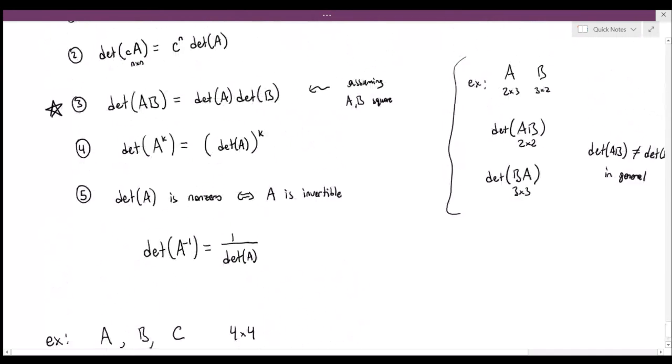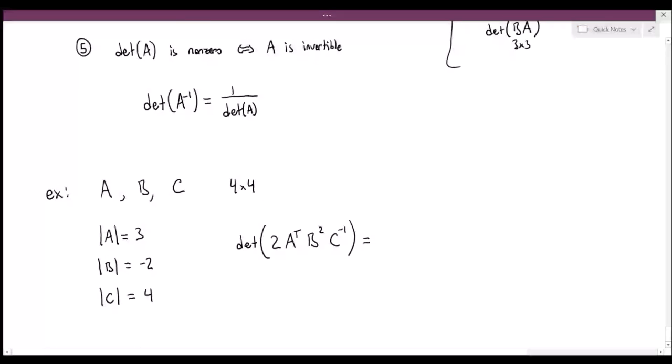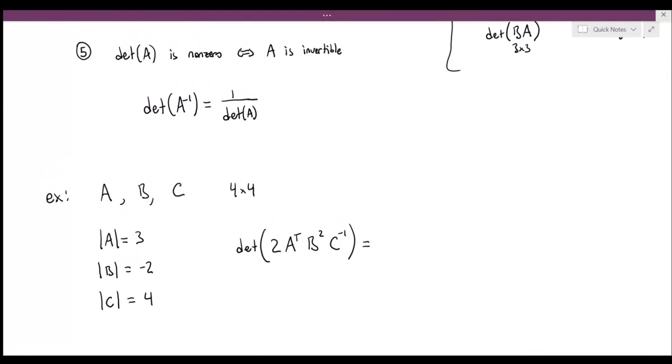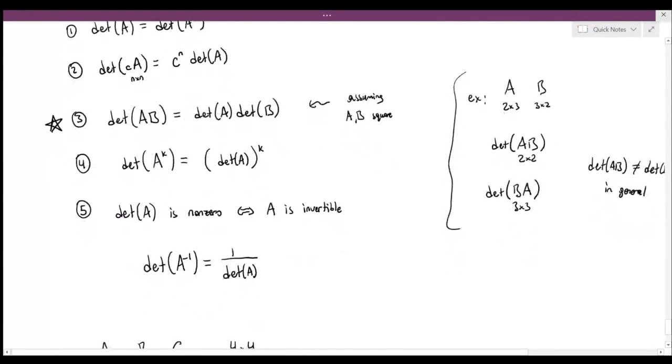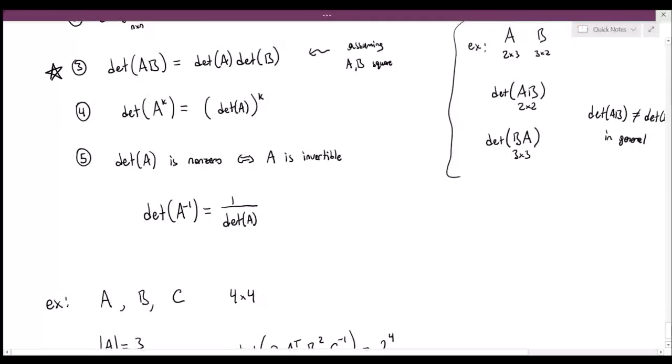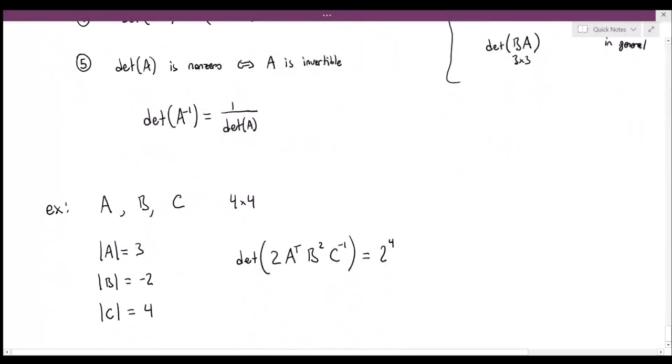Well, if I just use the properties that I've mentioned over here. Okay, so this 2, I can pull it outside of the determinant, but it'll get raised to a power of 4 because everything was 4 by 4. So that's the second property here. Then using the third property, I can say this will be determinant of A transpose, determinant of B squared, and determinant of C inverse.